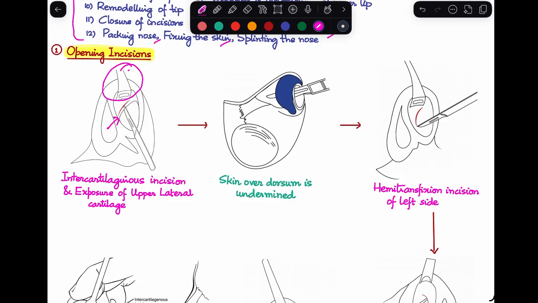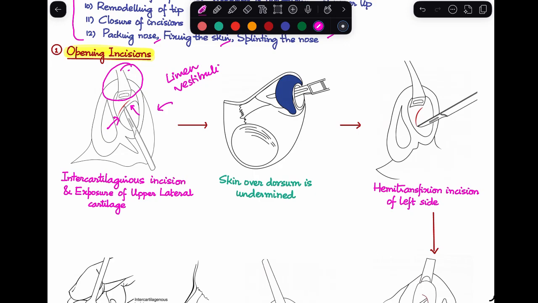So intercartilaginous incision, which is also known as limen vestibuli incision. This incision is given with the help of a 15 number blade, and the site of the incision is on the caudal edge of the upper lateral cartilage. So we will start just above the scroll area and we'll extend towards the septum near the weak triangle and then towards the anterior septal triangle.